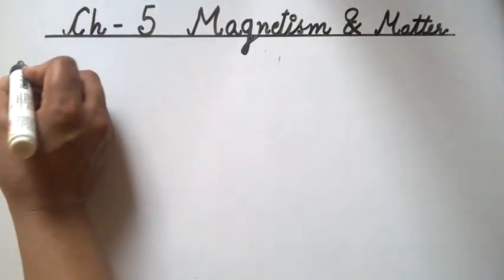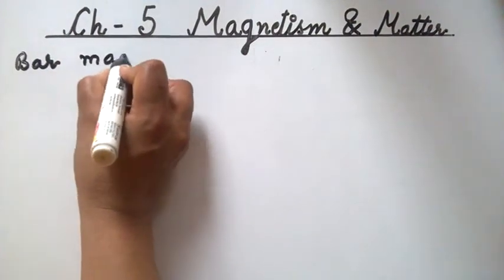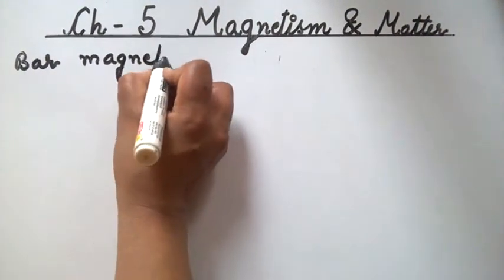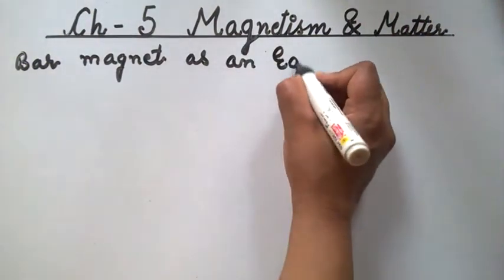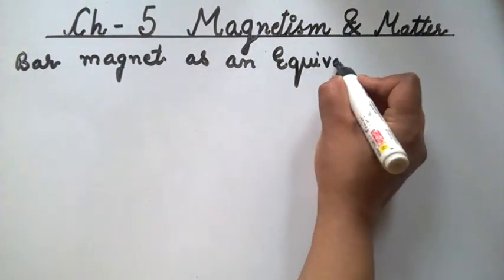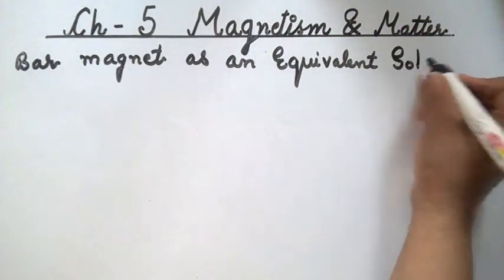Now in chapter number 5, the next topic is bar magnet as an equivalent current carrying solenoid.